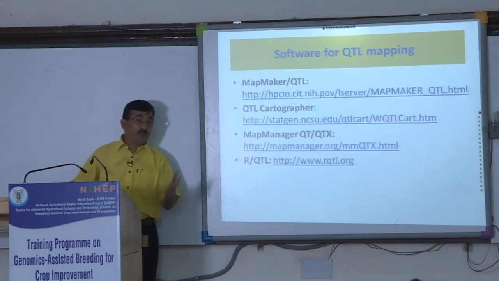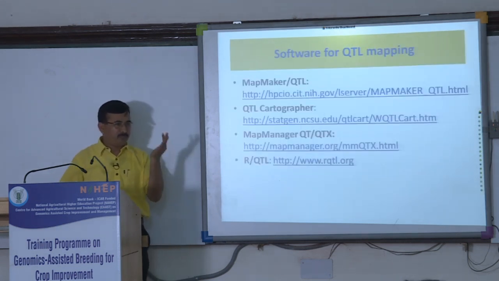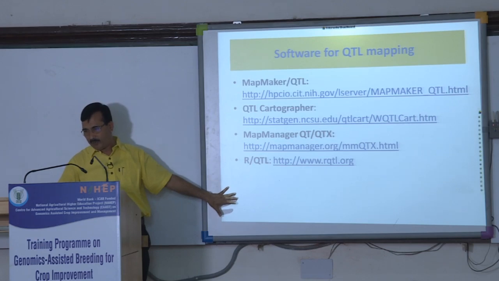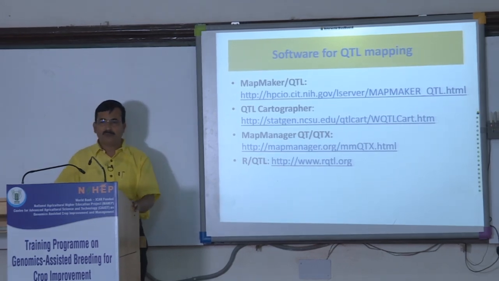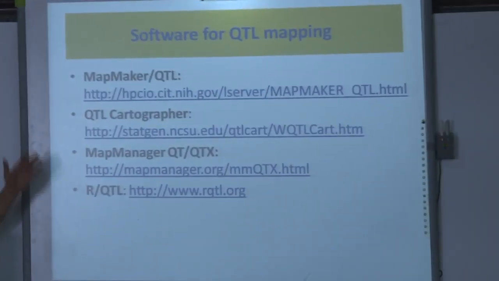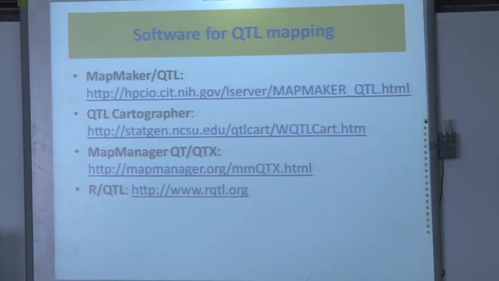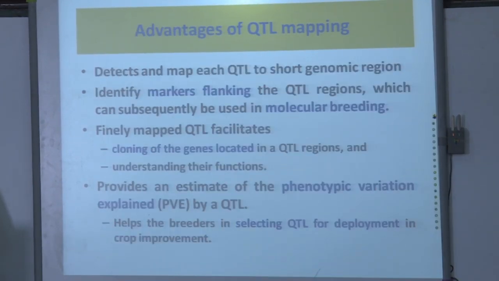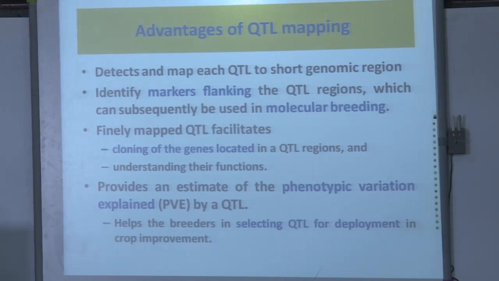For that matter, as I said, after the mapping population and markers, you need software. Many softwares are available. Perhaps there will be one demonstration for software also, so in that software practice you can find out which one. Many of those are freely available, you can use them. Now overall, what is the advantage of QTL mapping?